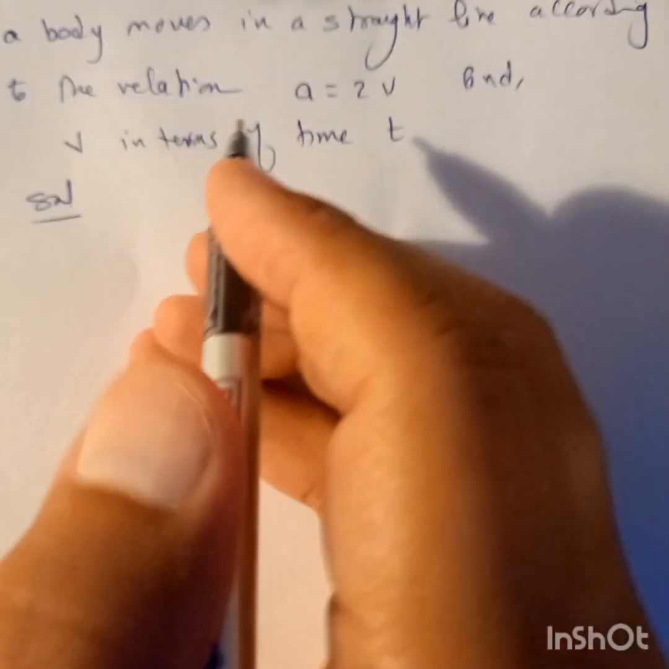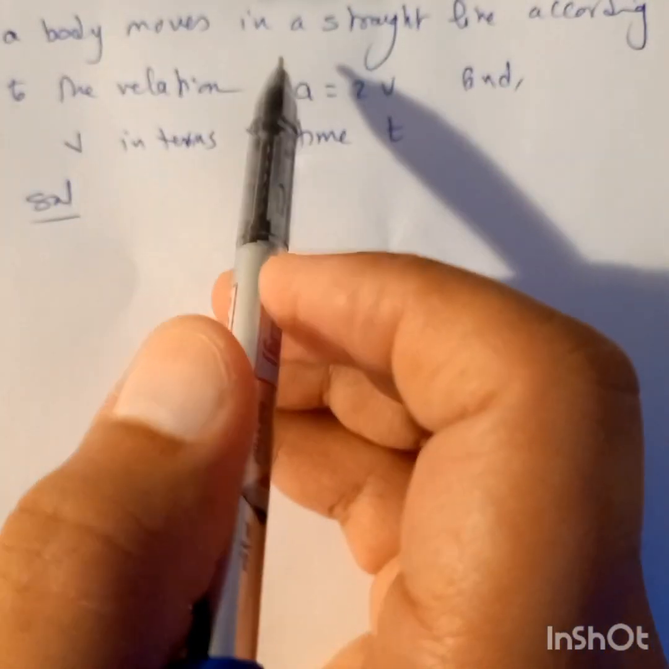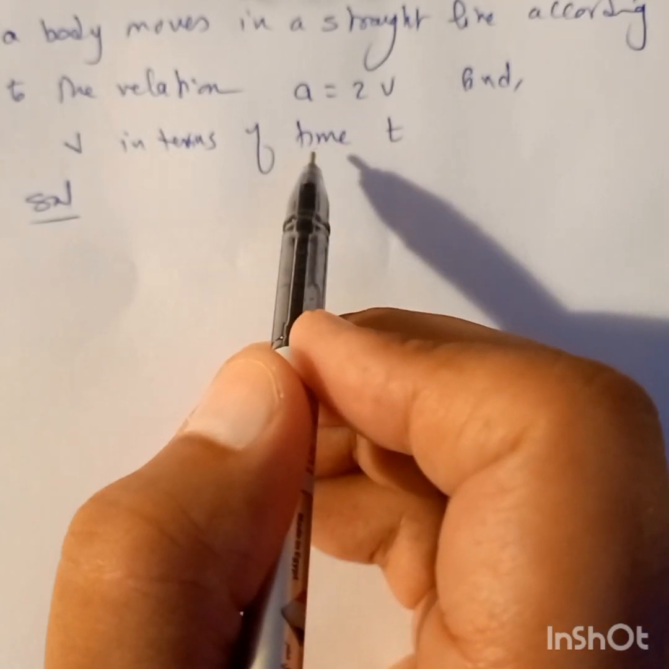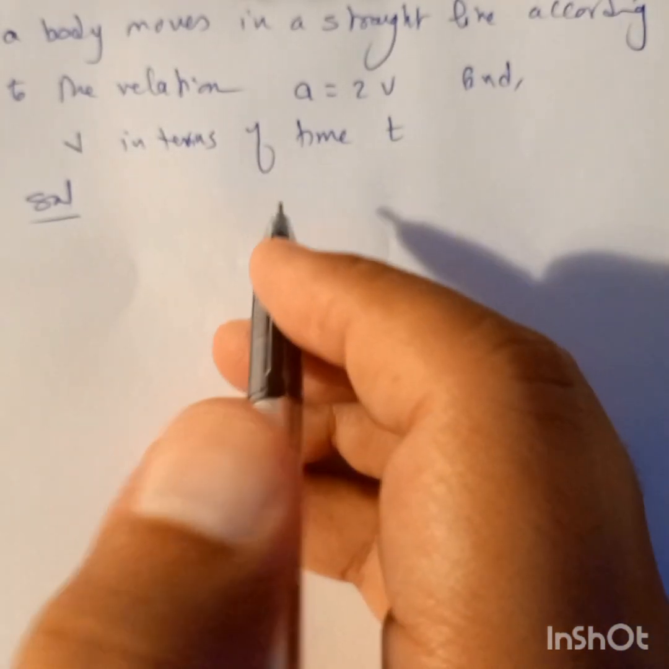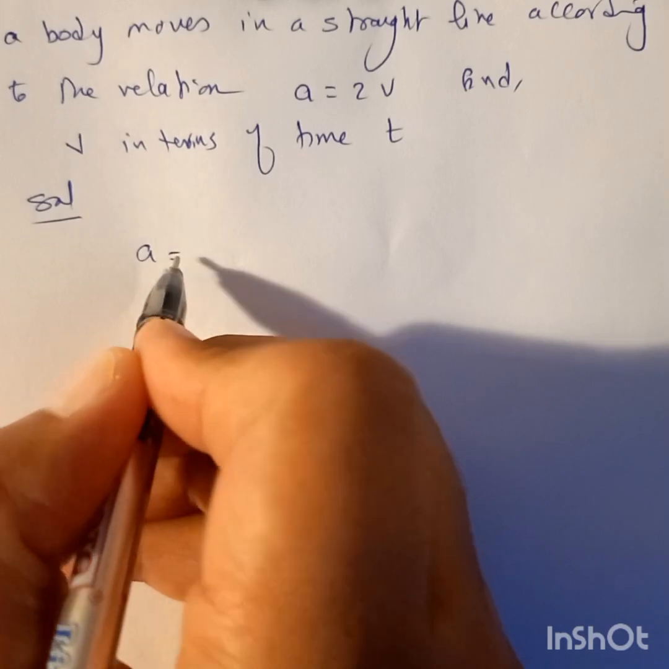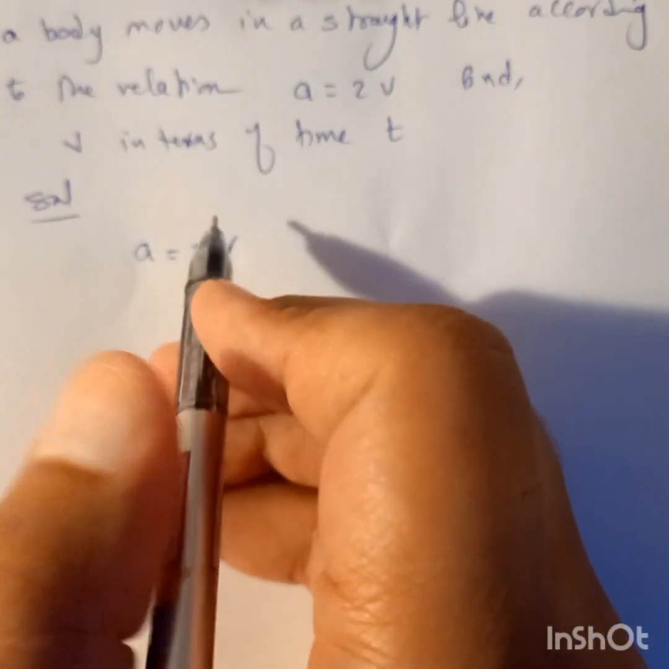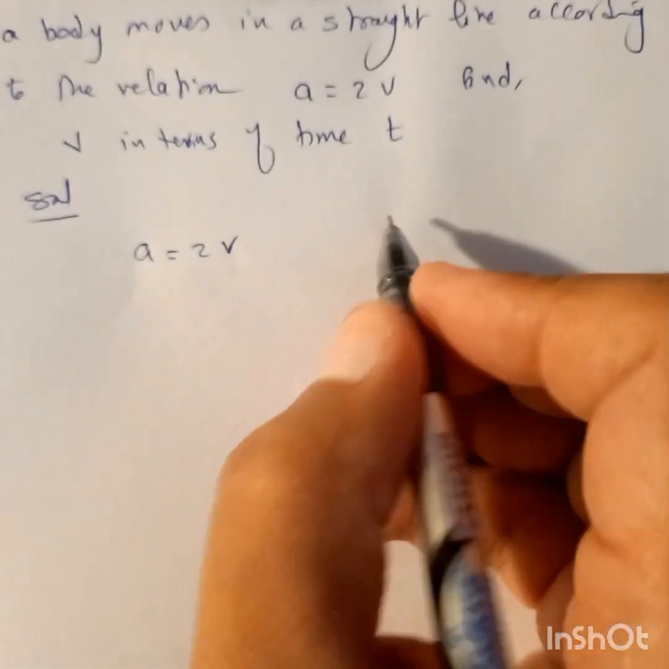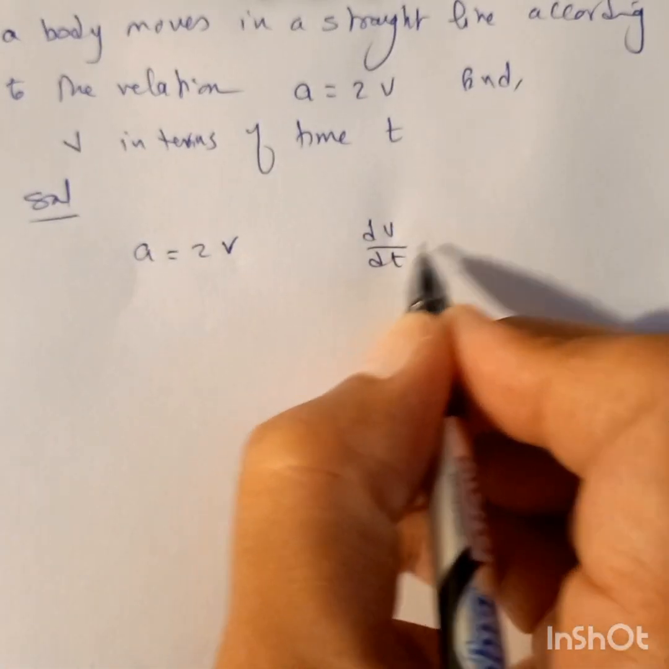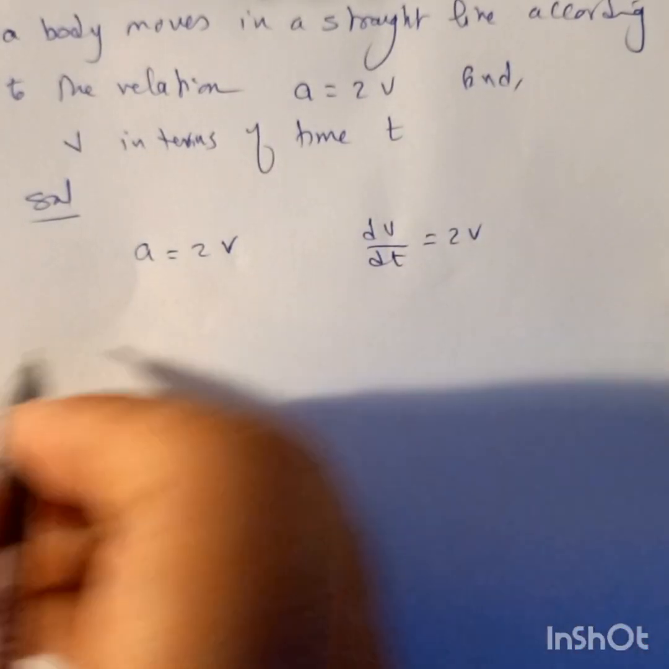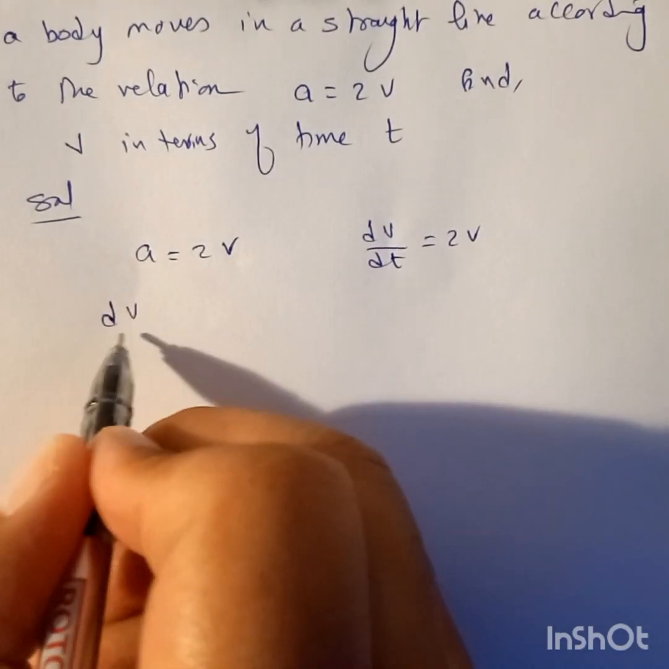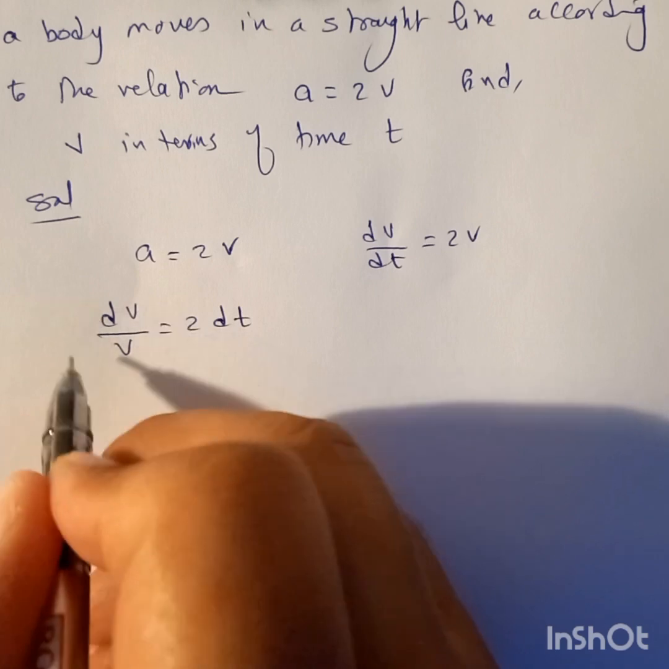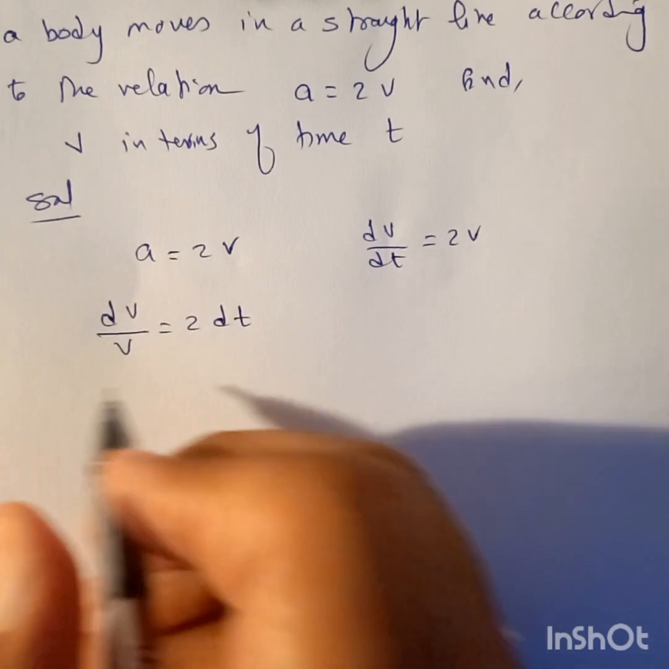We have this example. A body moves in a straight line according to the relation acceleration equals 2v, where v is velocity. Find velocity in terms of time t. Here we have acceleration as a function of velocity, 2v, and it's required to find v as a function of t. Then we can substitute a is dv dt equals 2v. We can separate these variables. Then we have dv over v equals 2 dt, and we can execute definite integration.